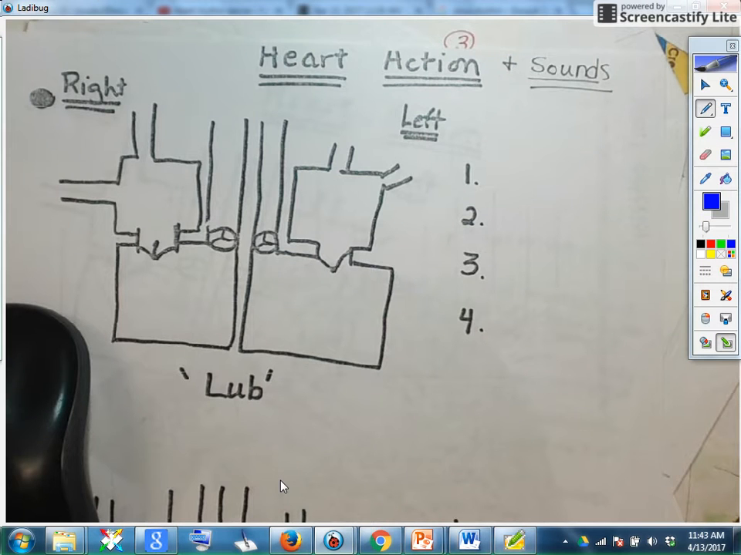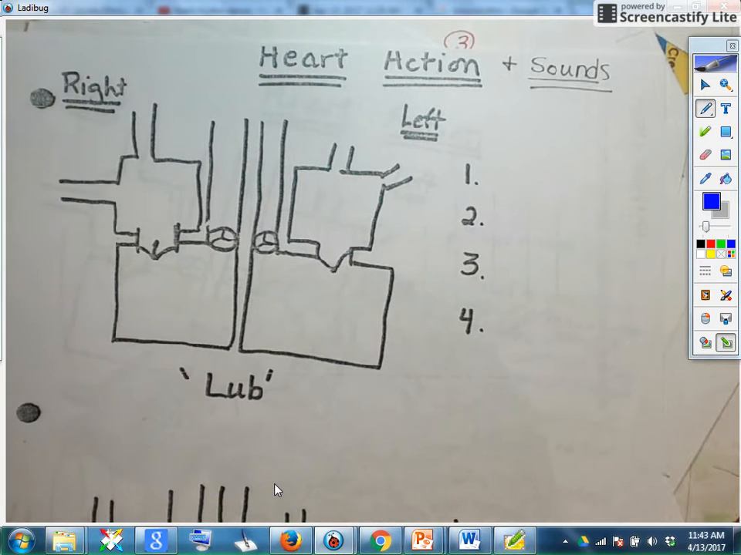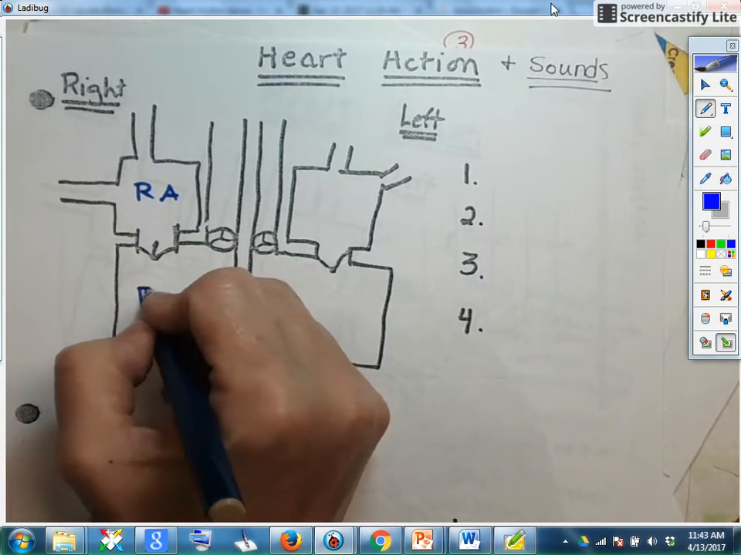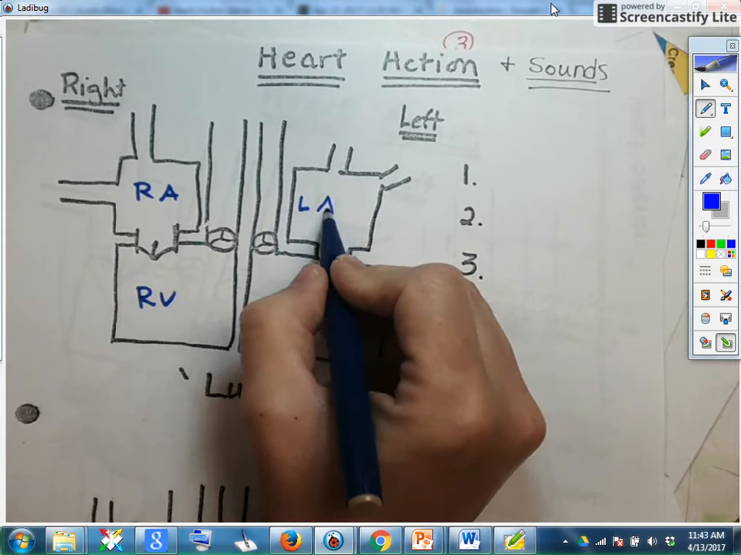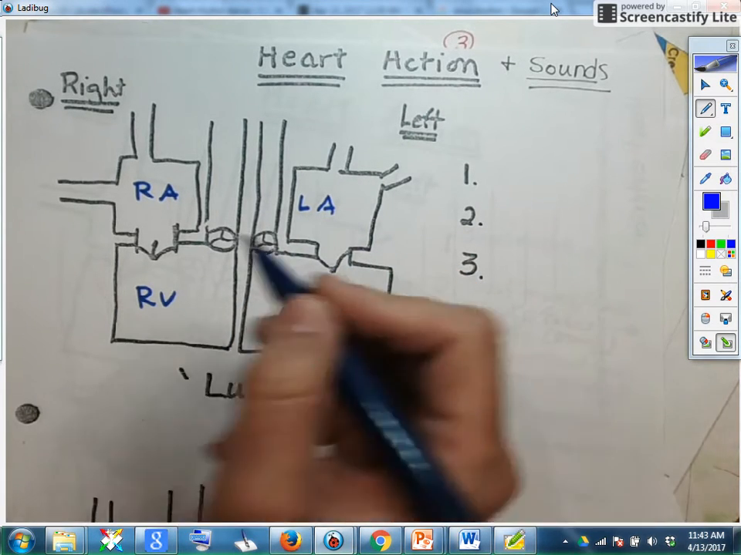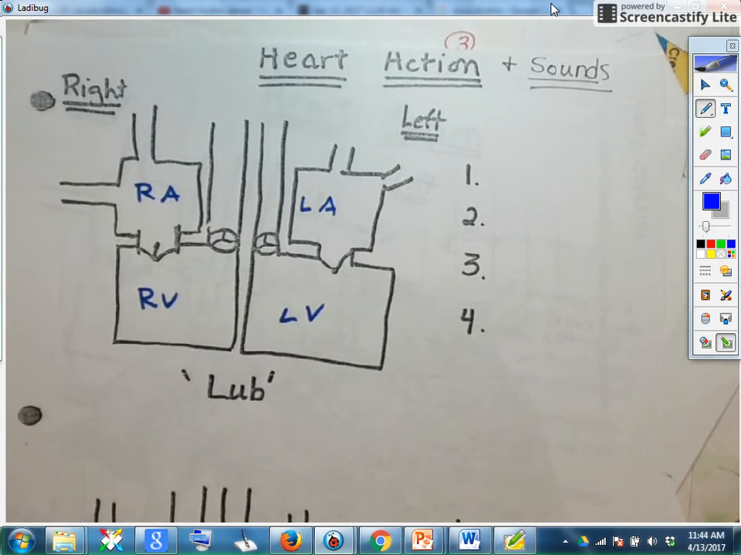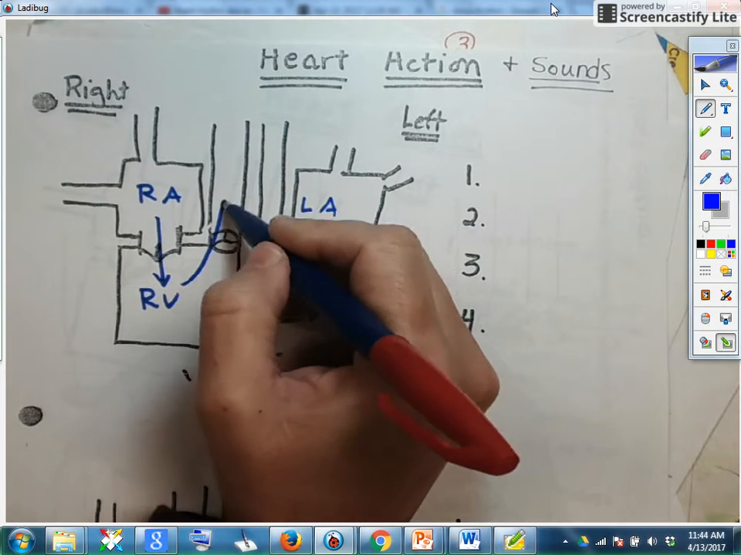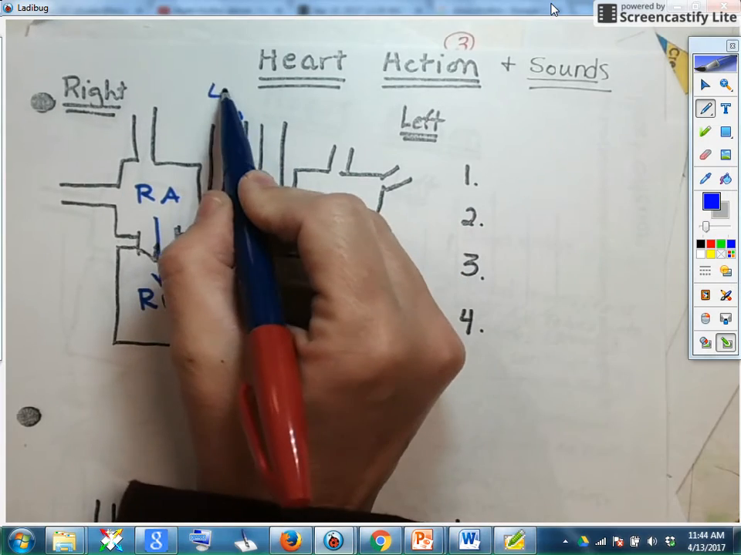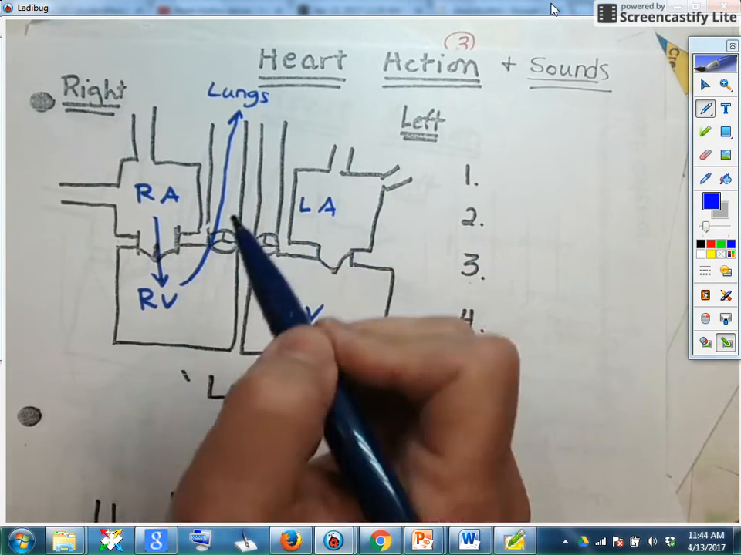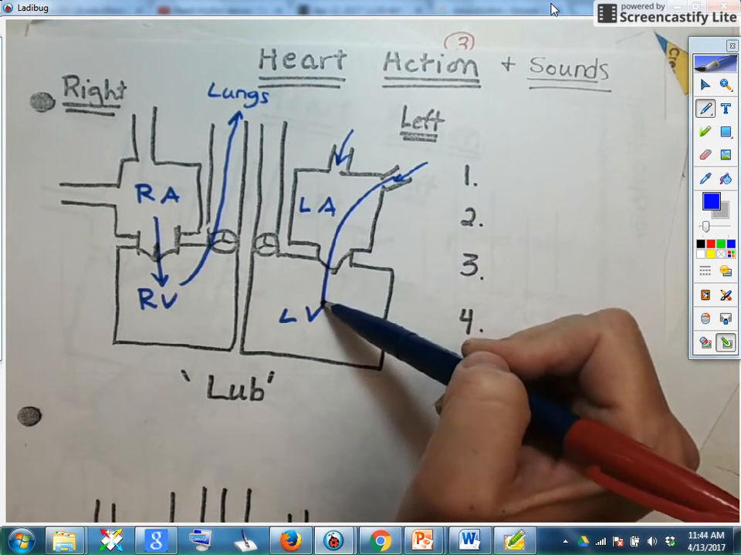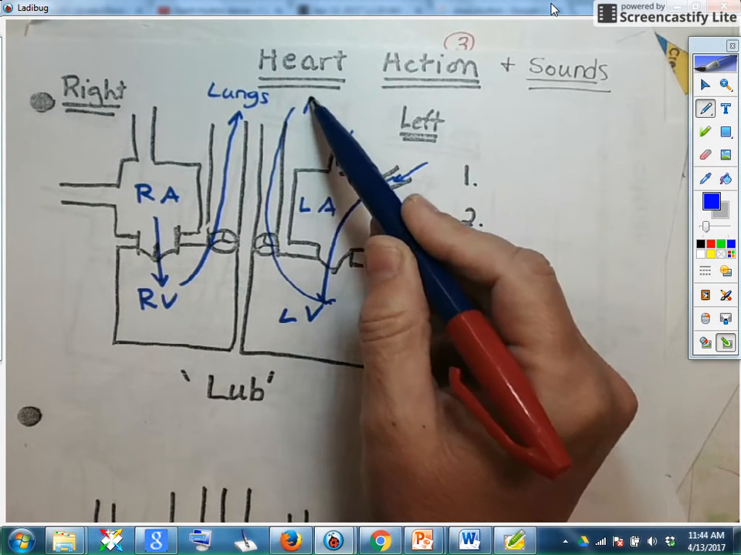Alright, we're going to use this picture to label the basic heart without those crazy lines. So real simple. We have right atria, right ventricle, left atria, left ventricle. And so real simple, the blood goes from right atria to right ventricle, out to the lungs, comes back from the lungs into the left atria and left ventricle, and then it goes out to the body.